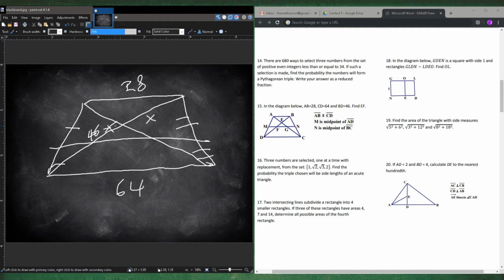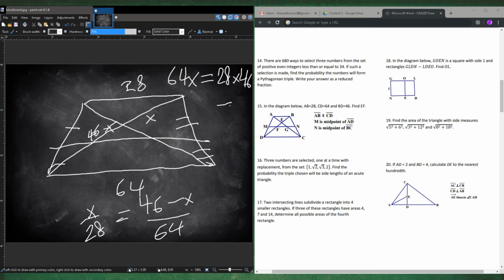Then technically you could just use similar triangles. So X divided by 28 has to be equal to 46 minus X divided by 64. And cross multiplying, you get 64X equal to 28 times 46 minus 28X. So add the 28X, so 64 plus 28, which is 92. So 28 times 46 divided by 92 is equal to 14.